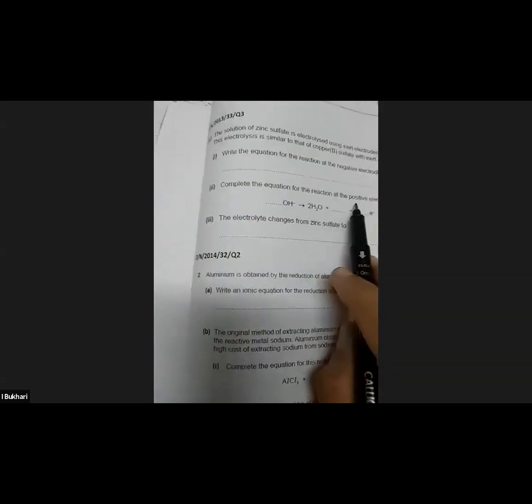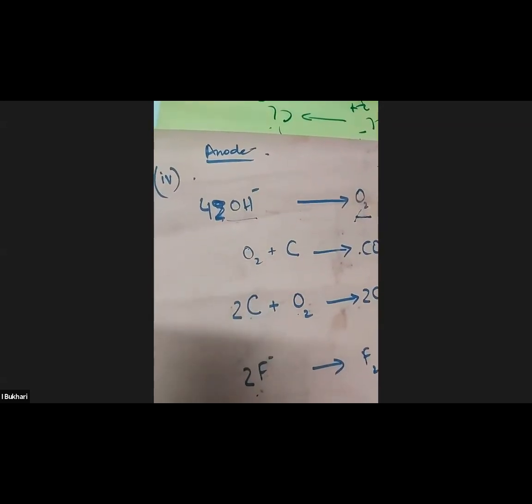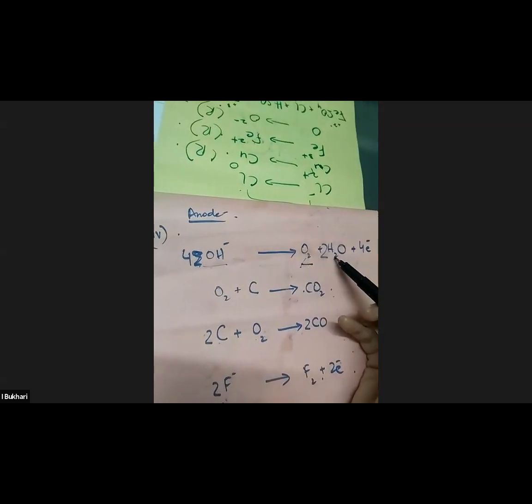Okay. And then, so this is the answer to this. Complete the equation for the reaction at the positive electrode. So can you complete this? Yeah, the anode reaction is this. Hydroxide giving oxygen. Do you know, this is the same equation that I just wrote down, this one. Am I showing you my video? Yes. 4 hydroxide giving oxygen and water.